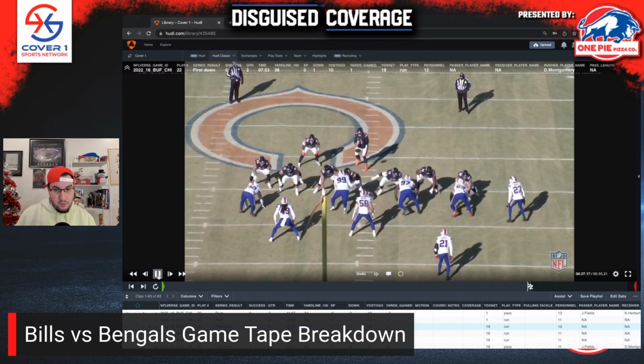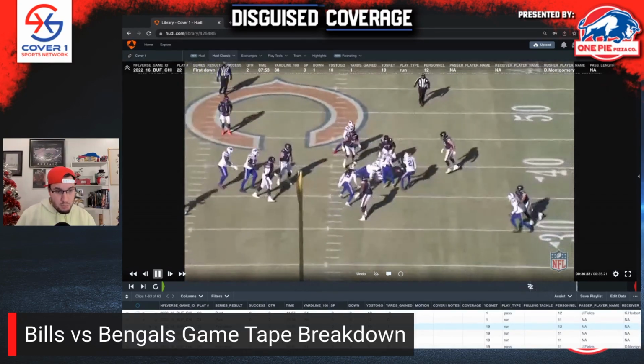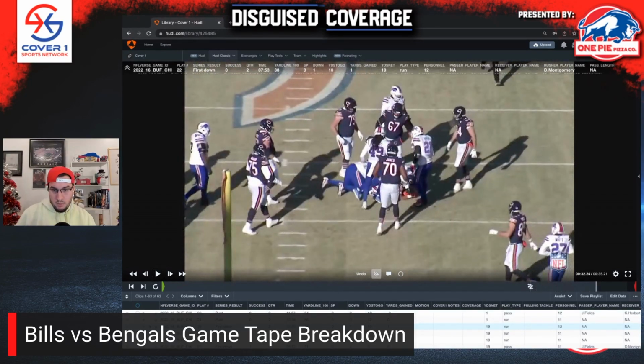But again, really good play from A.J. Epenesa. Wrong arm, gum up the works. Milano flows over, Settle, Taron, boom. Good play. Now, let's keep it going here.